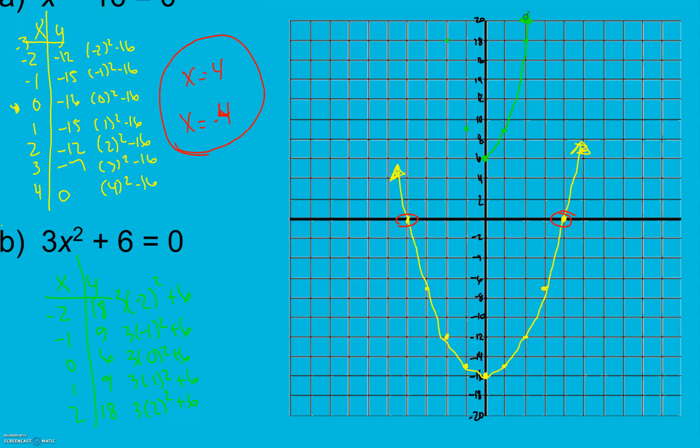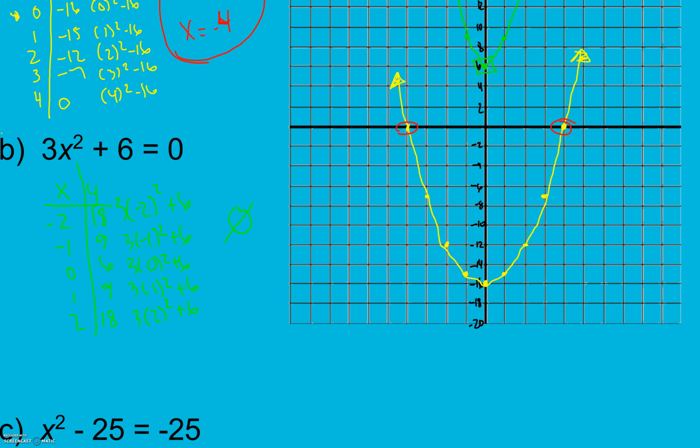So the difference between this graph and our first graph, guys, is even though this one never crosses our axis either, we don't have to use more points because we know that our vertex is either our maximum or our minimum. Here it's our minimum point, which means we know we're never going to go below that. We're never going to cross the x-axis. No solution.